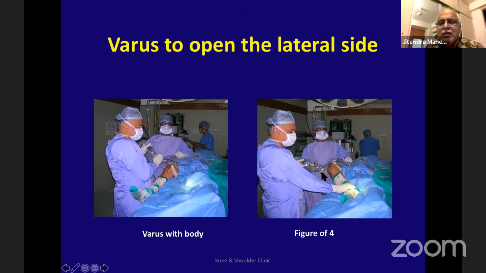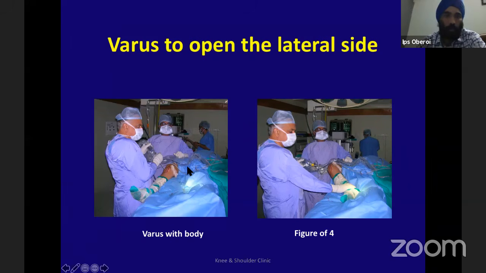If I bent it, for example, cross leg like this, sometimes it is difficult to see because the fat pad comes in the way. So I always find between the figure of 4 position and varus with the body, this is much better for me. It gives me enough space without obstructing the vision. But as soon as you flex the knee, the fat pad comes and then you have to excise the fat pad first. But either of the two are good enough. I do it like this more often than not, but both are okay.